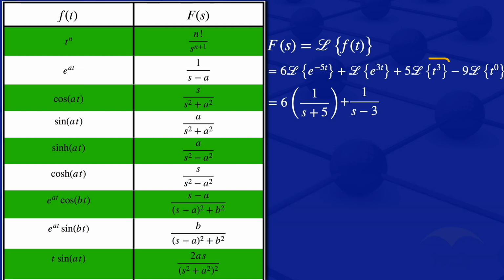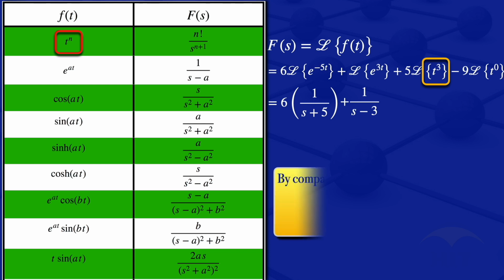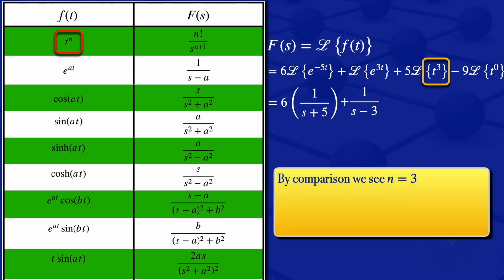We go on to the next part, where we have the t cubed. When we look at the f of t in the table, we see that it is of the form t to the power n, and by comparison of those two highlighted functions, we see that our n is equal to 3. So we substitute n equals 3 in the F of s. We would have 3 factorial divided by s to the power 3 plus 1. 3 factorial gives us a 6, so that will simplify to 6 divided by s to the power 4. I substitute it above, and we have 5 times 6 divided by s to the power 4.